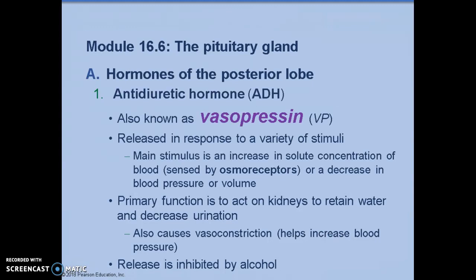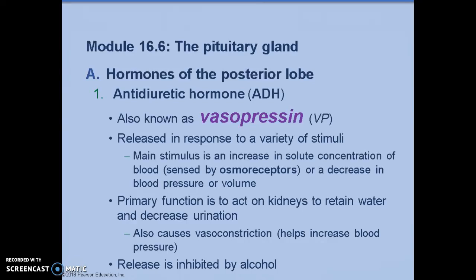Now, the posterior lobe produces the two hormones that we already know, ADH, antidiuretic hormone, but antidiuretic hormone is also called vasopressin. It's released in response to a variety of stimuli. The main stimulus is an increase in the solute concentration of blood. What that means is the blood becomes thicker with dissolved substances. And so we would want to release antidiuretic hormone so that we retain fluids and make the blood less thick.